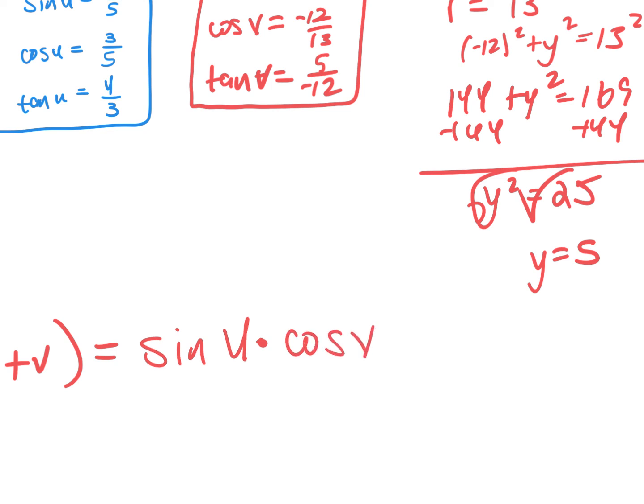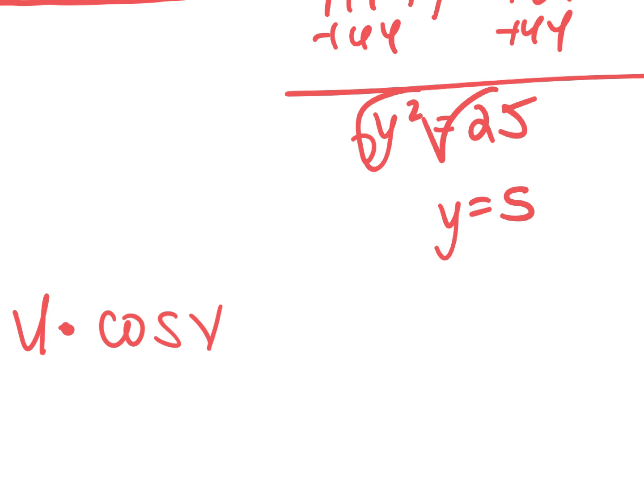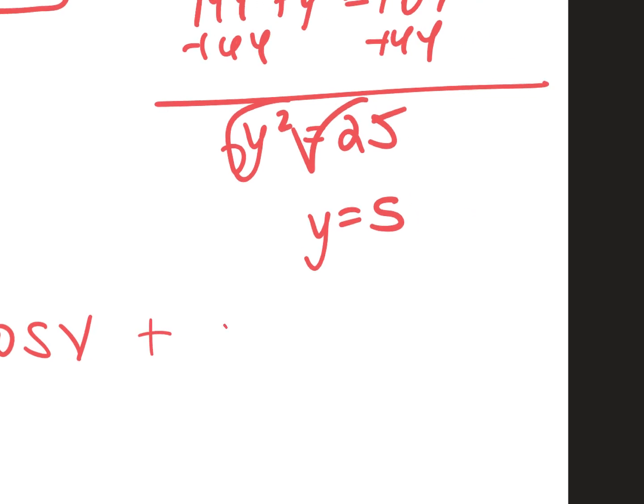Cosine v. Now, some people ask me, can I use different letters? Because sometimes my u and v's look the same. Sure. Use 2 different letters. Doesn't matter. Use x and y, whatever. So, I'm sorry, I digress. Sine u times cosine v, then what? Plus cosine u times the sine of v.